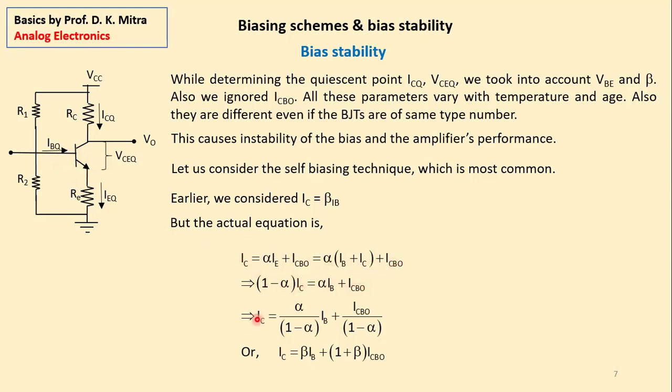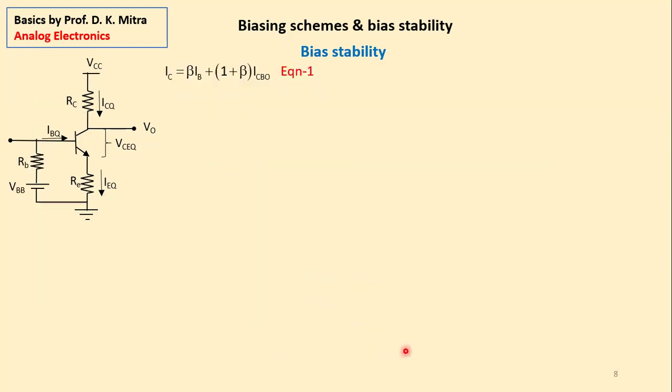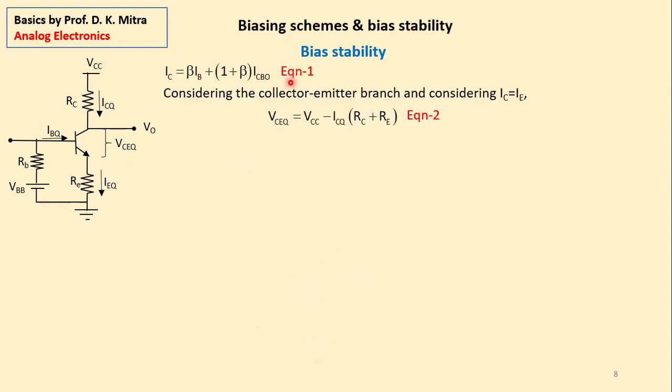So IC is equal to alpha divided by (1 minus alpha) times IB plus ICBO divided by (1 minus alpha). And we know alpha upon (1 minus alpha) is called beta. So IC is equal to beta IB plus (1 plus beta) ICBO. This is equation 1, the actual relation.